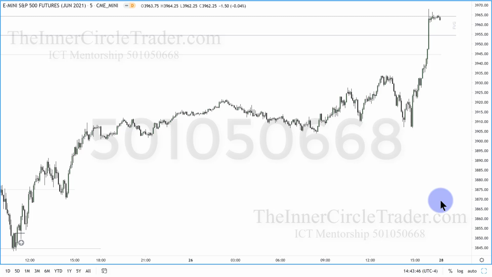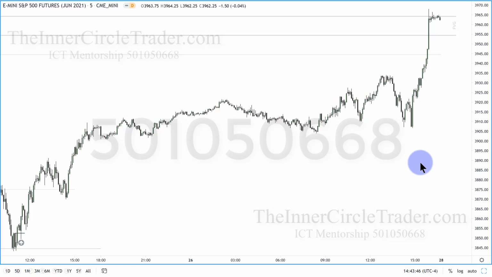Why should it be moving higher? Why should it be moving lower? What's it going to draw to? What's its draw on liquidity? What's the next pool of liquidity it's going to pull up to or down to? And then you look for reasons to support the idea of a market that is under manipulation. And that's what I've shown you here.